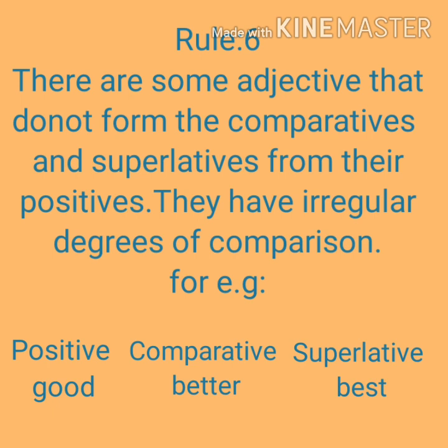Rule number 6. Children, you know there are some adjectives that do not form the comparative and superlative form from their positives. They have irregular degrees of comparison. For example, under positive, if you have good, in the comparative you will have better, and the superlative form of these words are best.